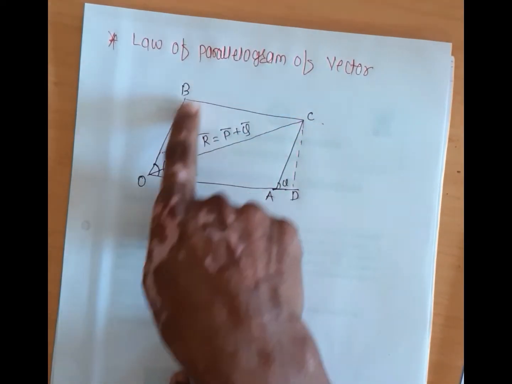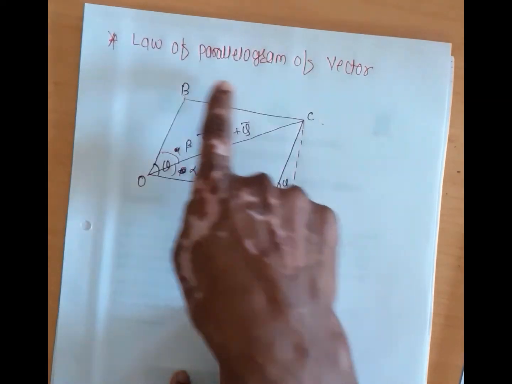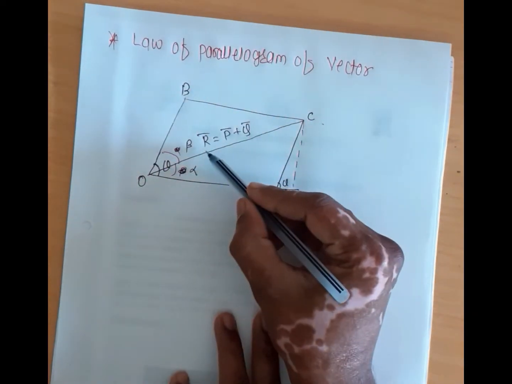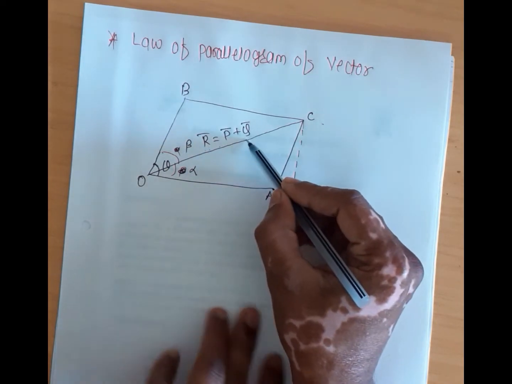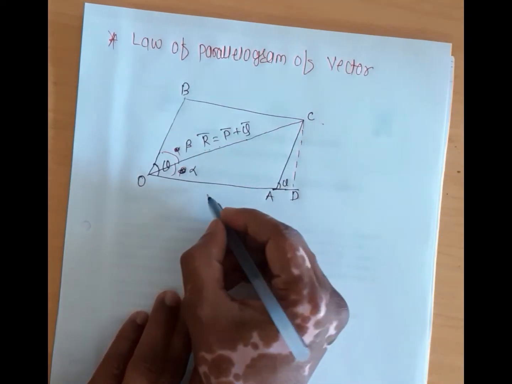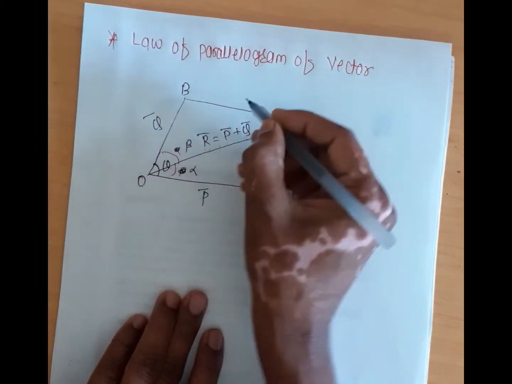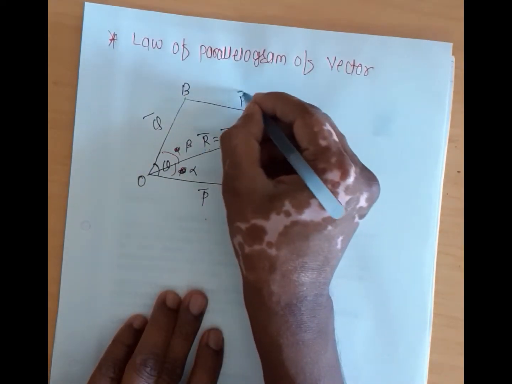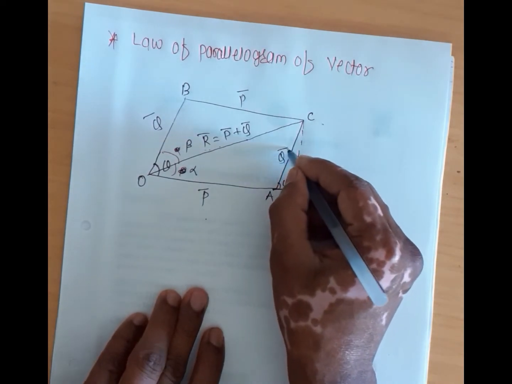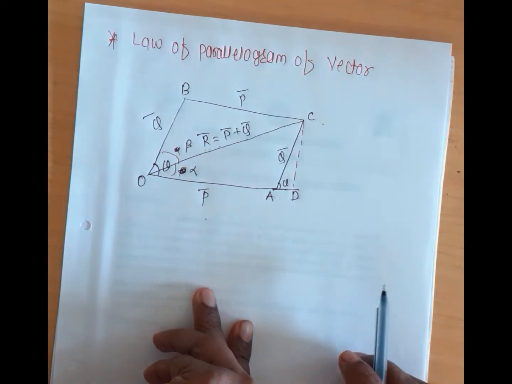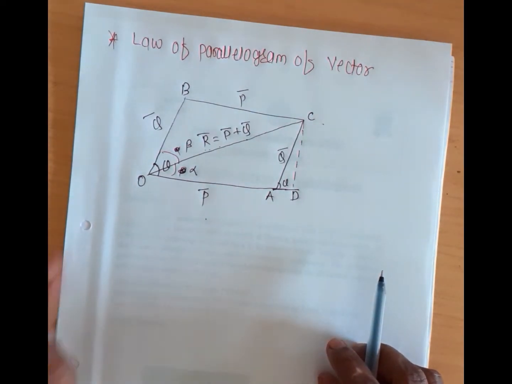See here in this diagram OACB, this is a parallelogram and this is a diagonal. This diagonal is represented as R bar is equal to P bar plus Q bar. Why P bar plus Q bar? Because this is P bar and this is Q bar, and this is also P bar and this is also Q bar. So this is the parallelogram, and it is divided into two triangles.